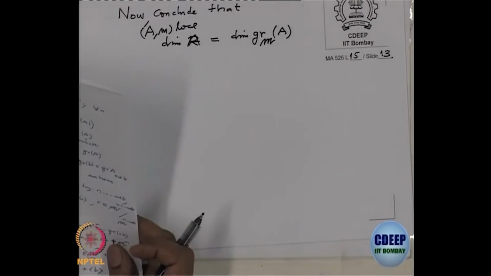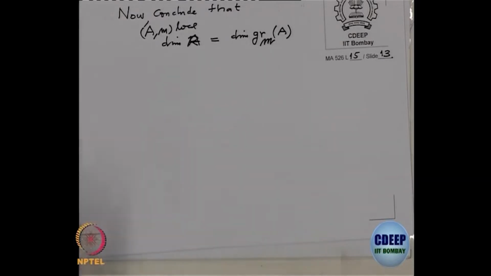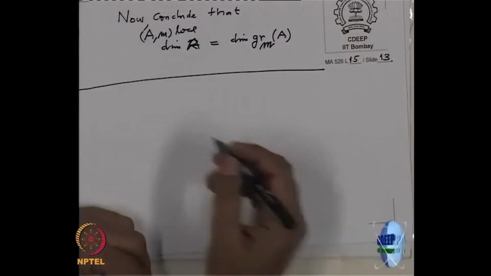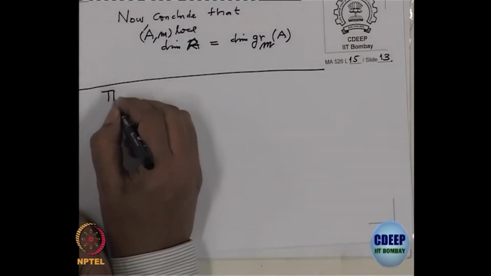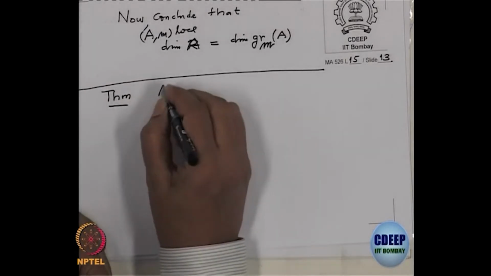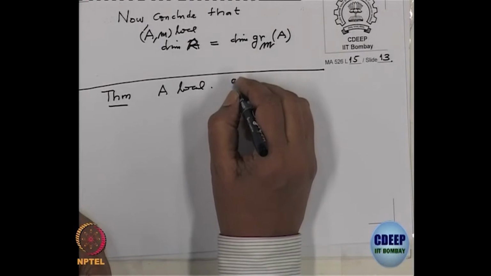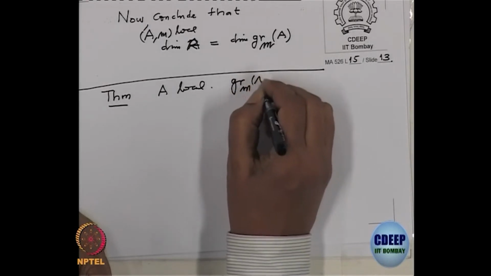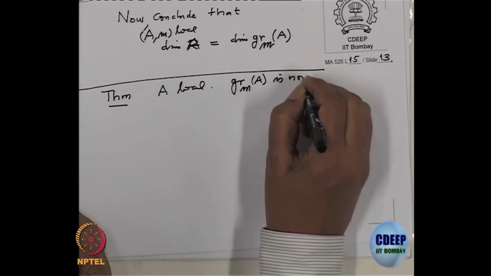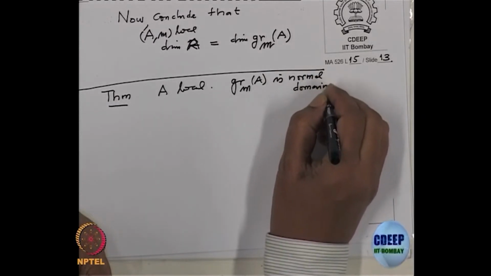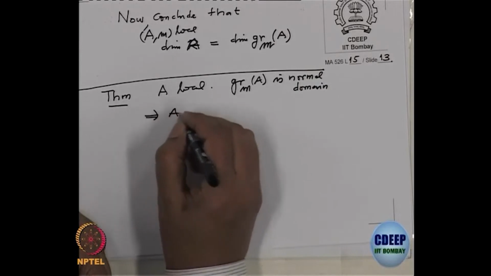Now I will prove this, which is also very important: the normality, because normality is usually proved by a lot of complicated stuff, and later on we will use more complicated machinery to deduce it easily. So, the theorem now I want to prove is: A local, and suppose gr_m A is a normal domain, then A is a normal domain.